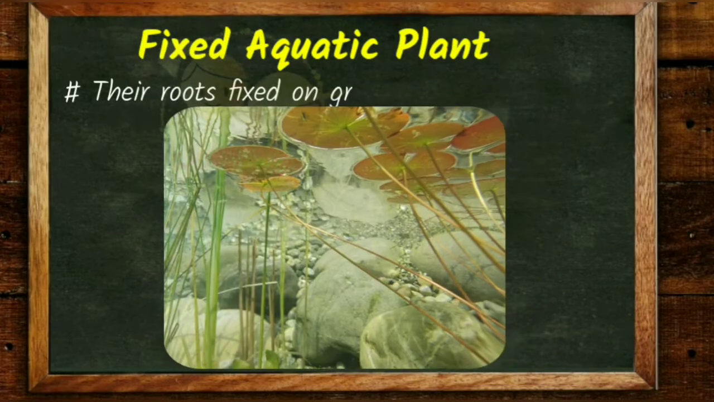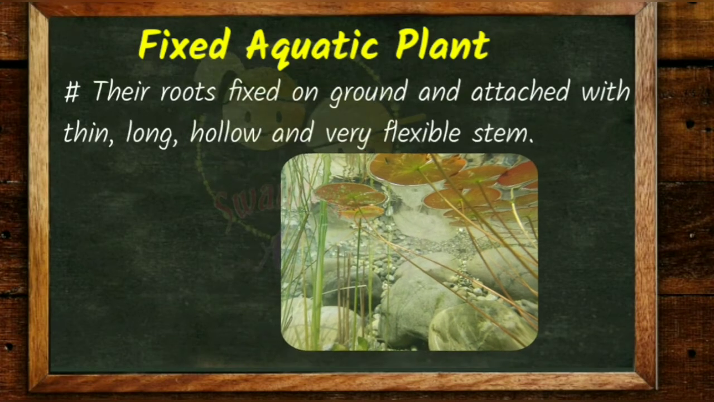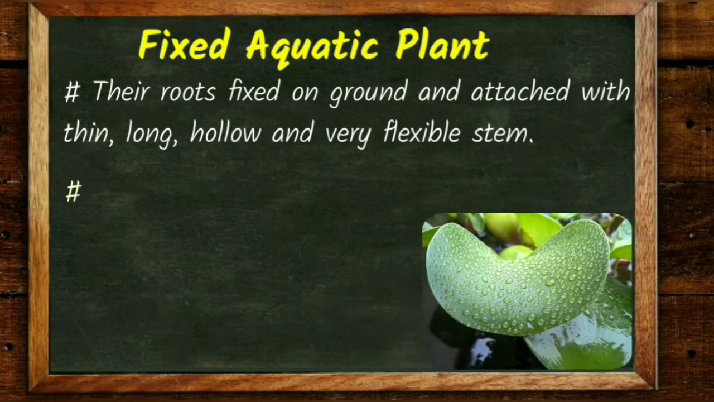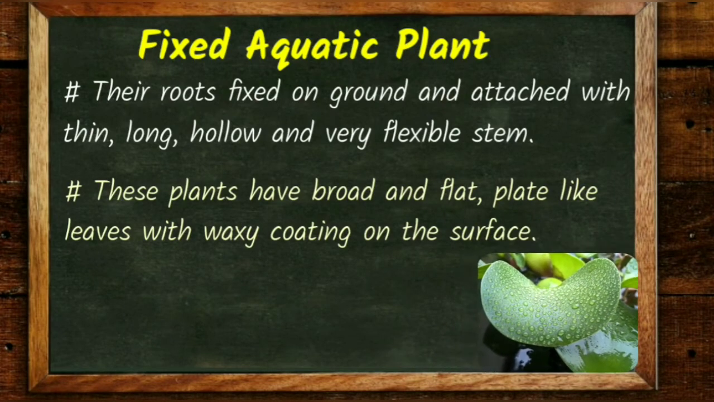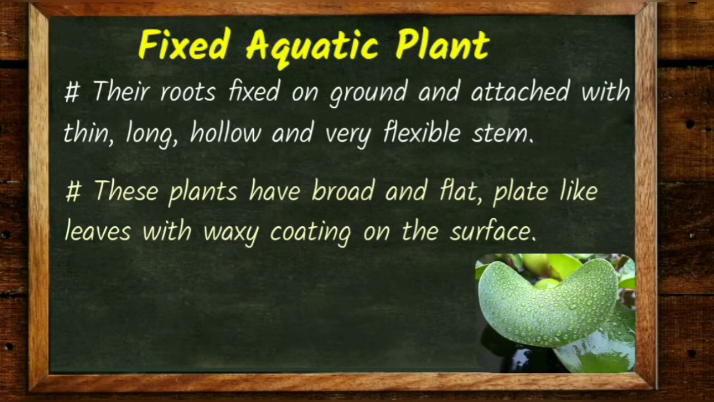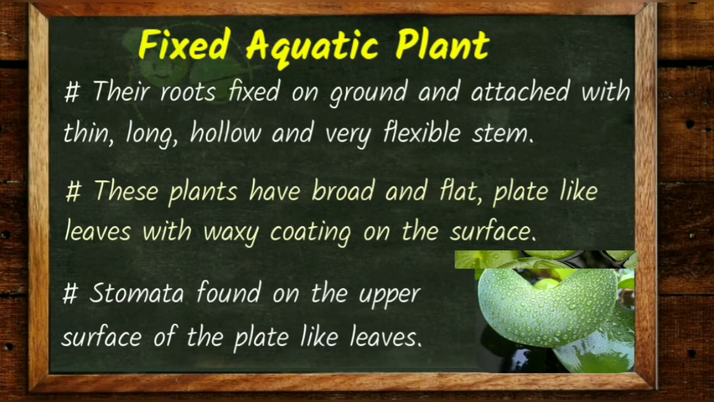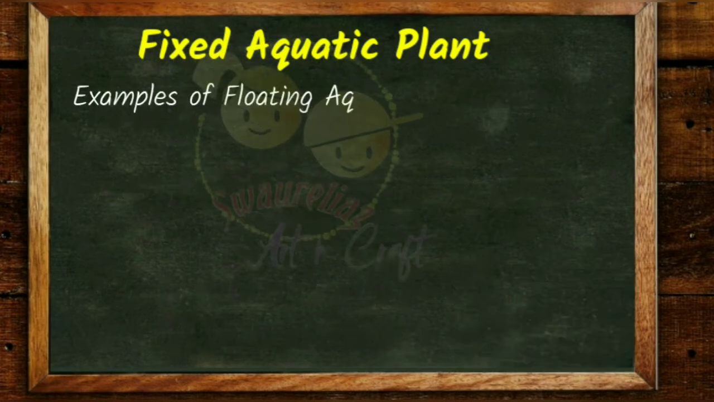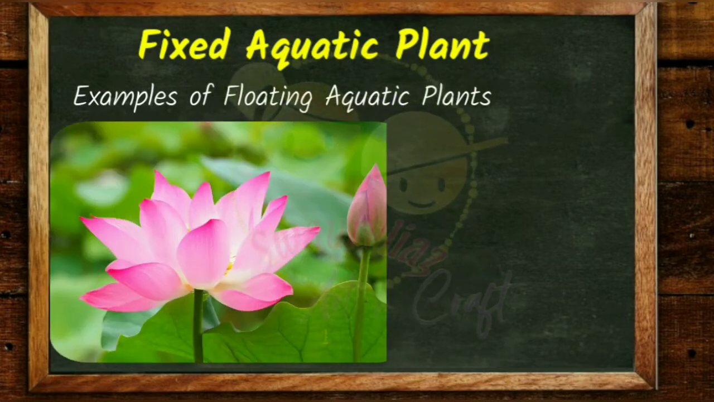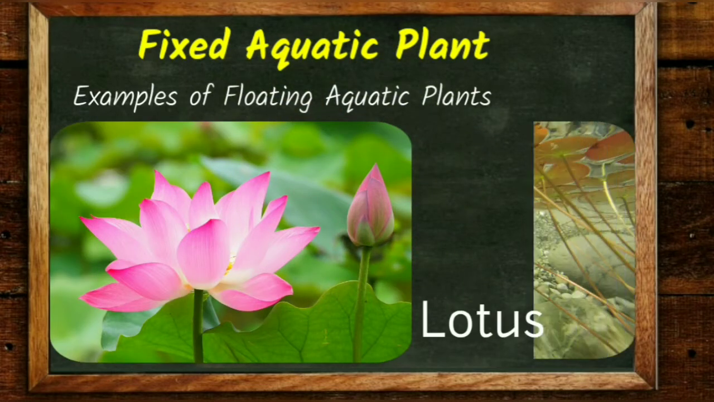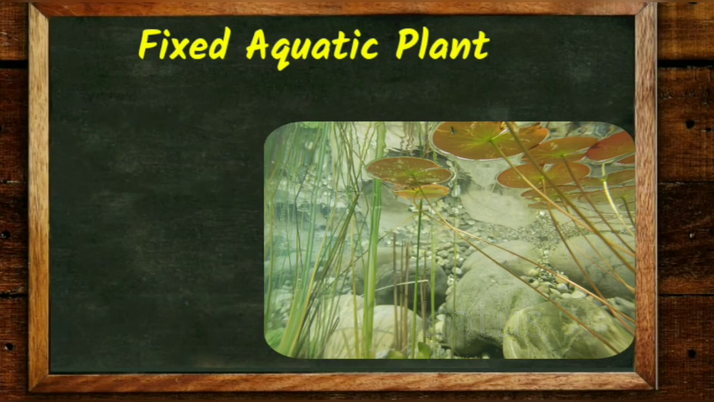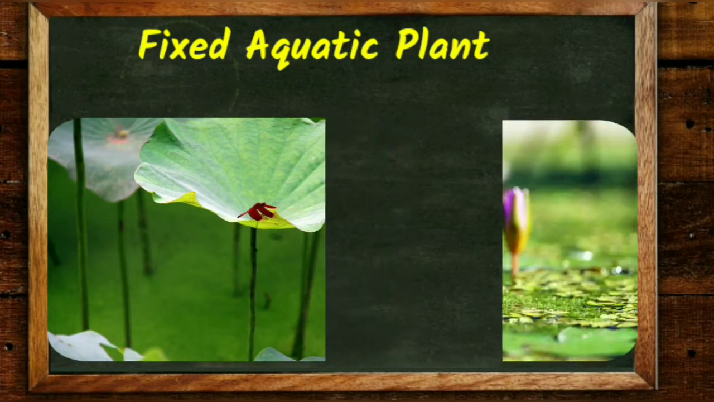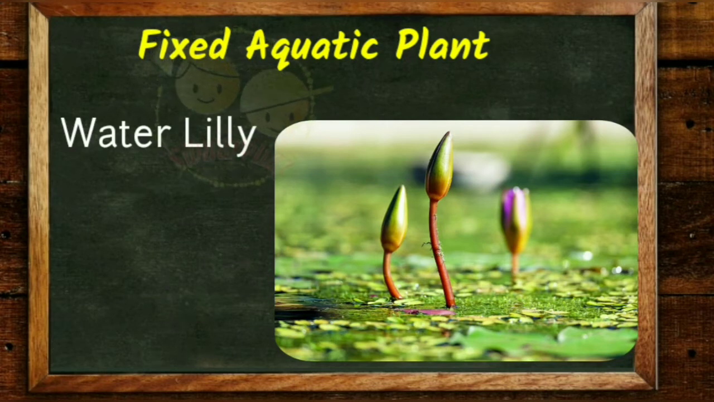Now learn about fixed aquatic plants. Their roots are fixed in the ground and attached to their thin, long, hollow and very flexible stems. These plants have broad and flat plate-like leaves with a waxy coating on the surface. Stomata are found on the upper surface of the plate-like leaves. Examples of fixed aquatic plants: lotus, water lily.